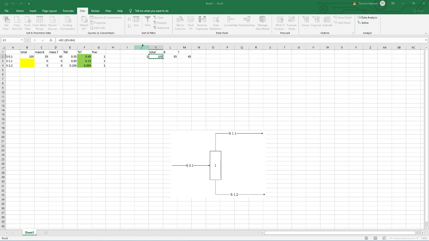In this case, our K2 is our total mass balance. We would like that to equal 0. And what else do we have? We can say that this cell, so our balance for benzene, also has to equal 0.